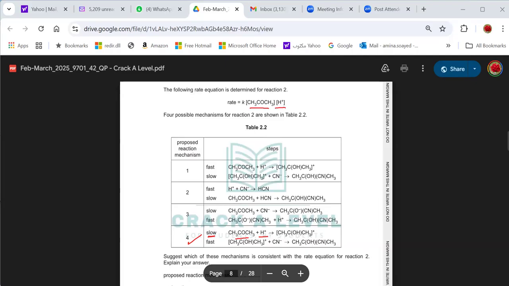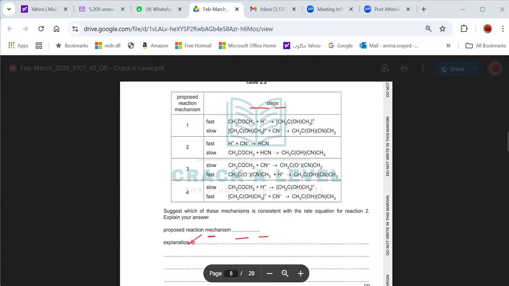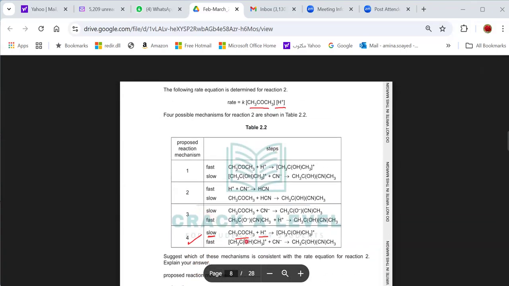So we say that the proposed reaction mechanism is reaction 4. And the explanation is that both the propanone and the hydrogen ions that are present in the rate equation are present in the slow step. The slow step includes the species that are present in the rate equation.